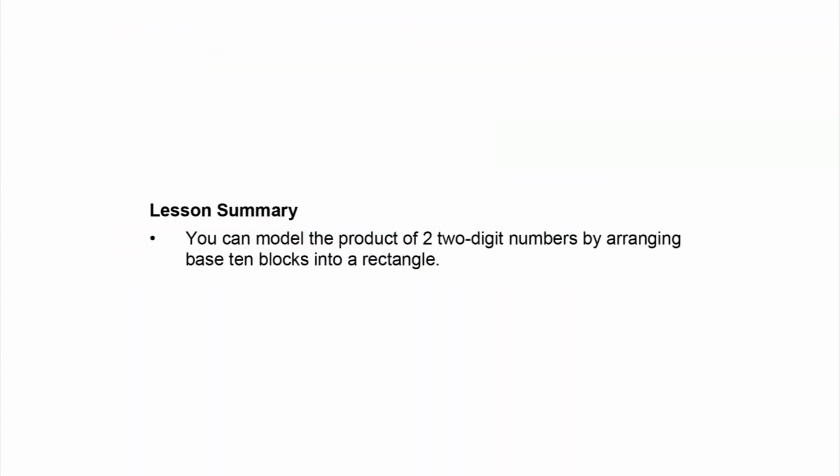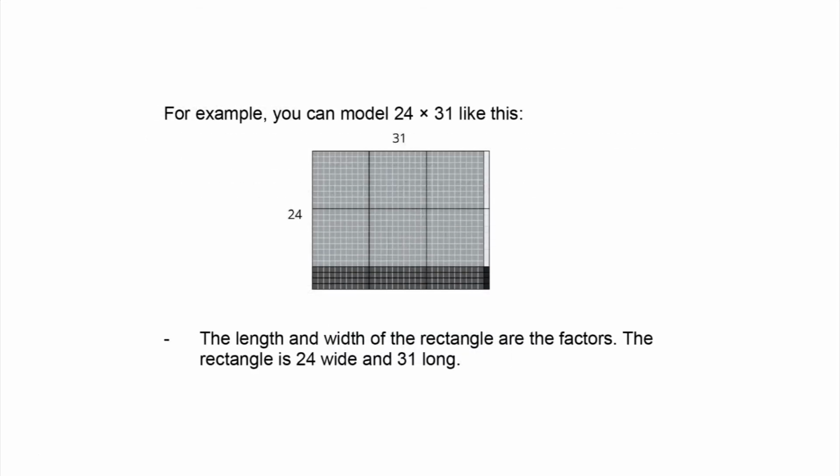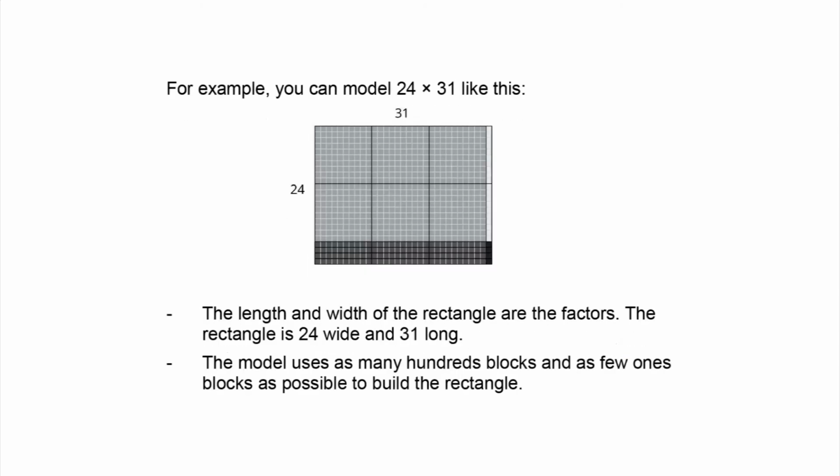Lesson summary. You can model the product of two two-digit numbers by arranging base 10 blocks into a rectangle. Here's an example of 24 by 31. The length and width of the rectangle are said to be the factors. The rectangle is 24 wide and 31 long. The model uses as many hundreds blocks and as few ones blocks as possible to build the rectangle.